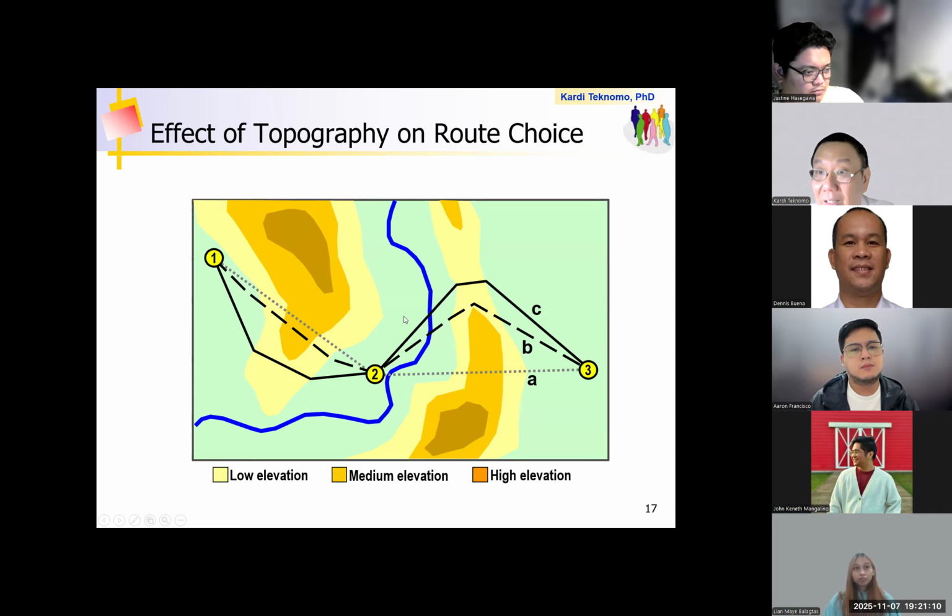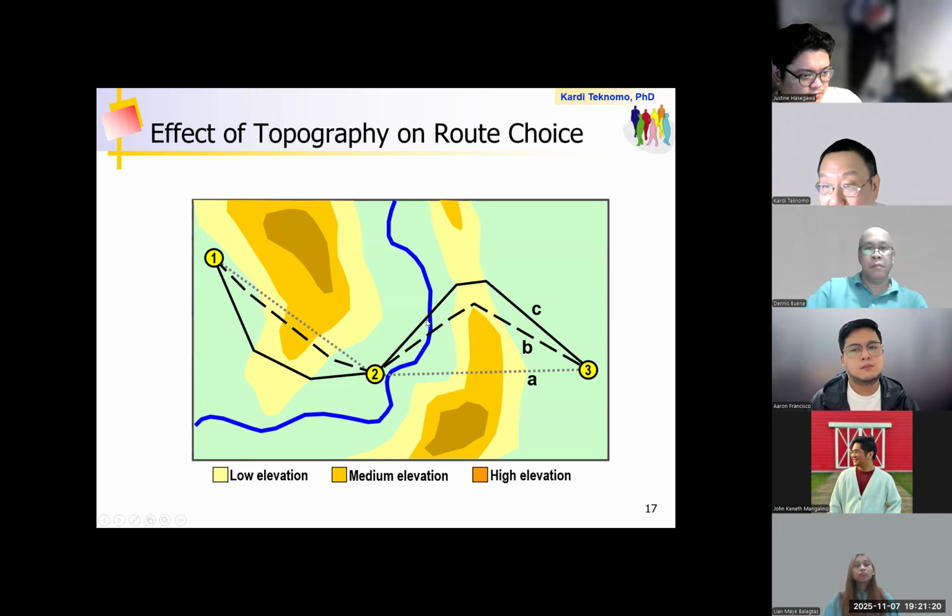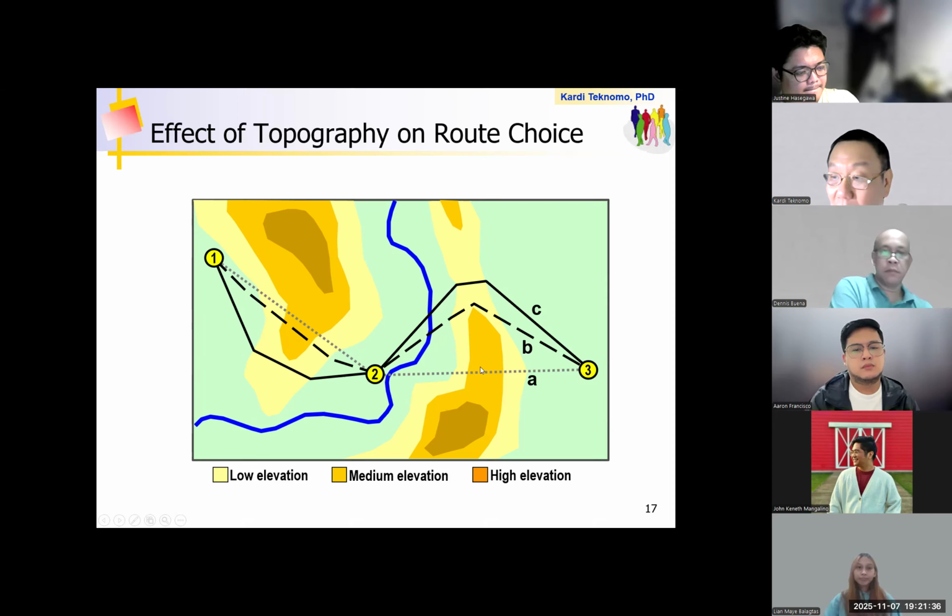Say this is a mountainous area, and this is the highest peak. So if you go straight from 1 to 3, it will be very difficult unless you build a tunnel. It is expensive. Then you will go around the mountain, right? So then you will have several routes to select from. You can use A, B, and C. A is probably shorter and straight, and B is going around the mountain, a longer route.